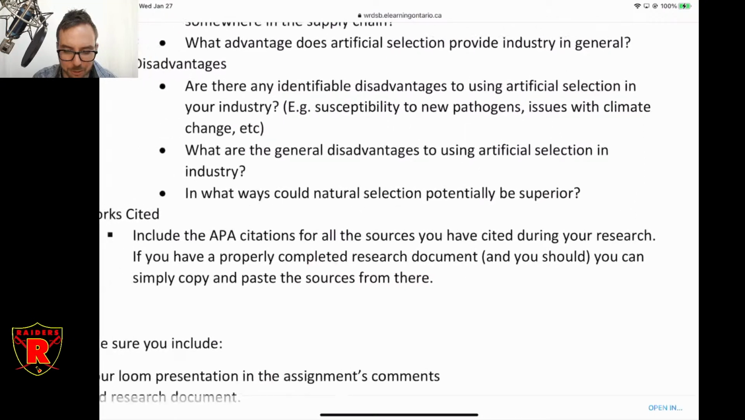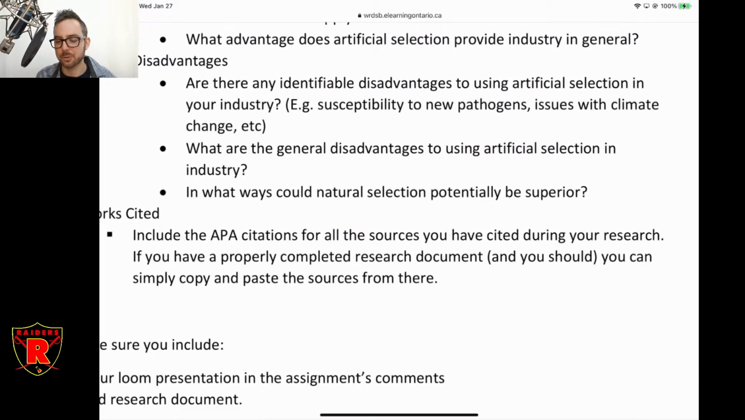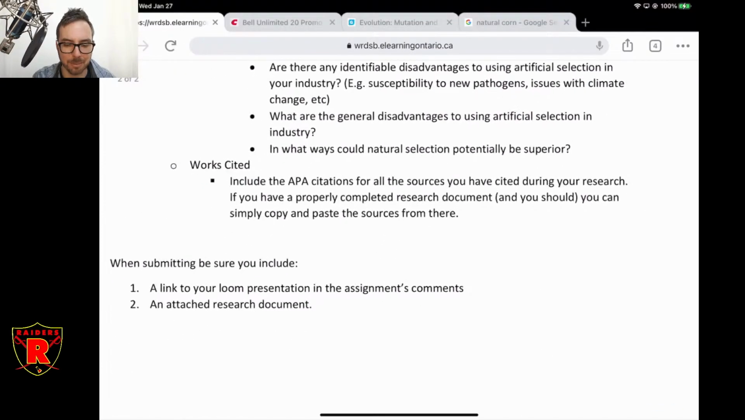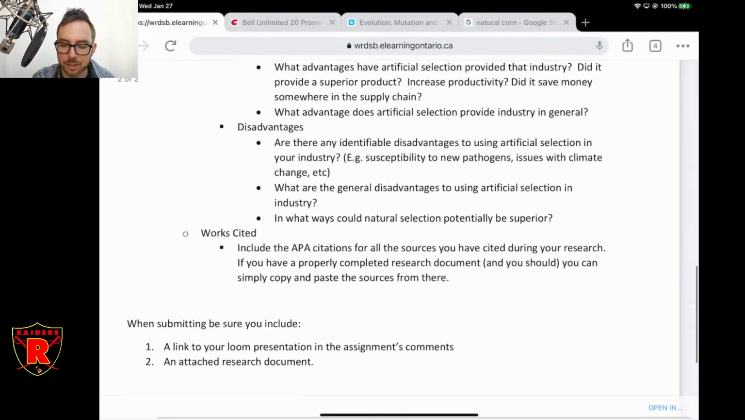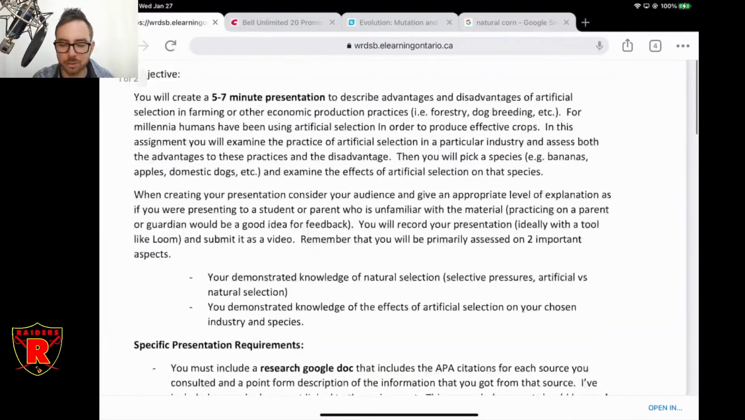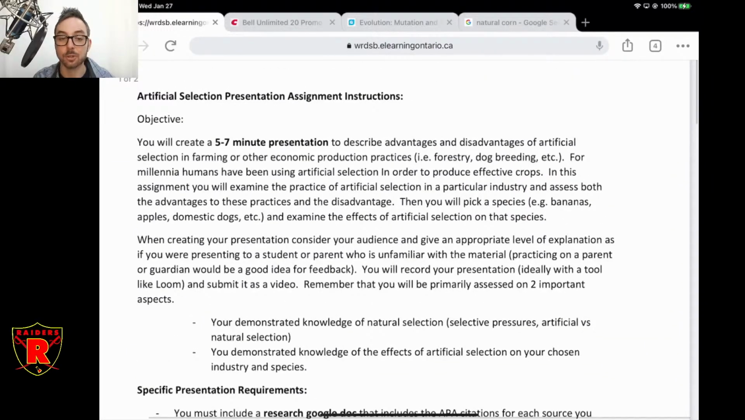Specifically, the really interesting question at the end here: in what ways could natural selection potentially be superior to what we are doing, and why would it potentially be superior for whatever reason for your crop? Okay, don't forget a works cited at the end. You're going to include a research sheet with this, just like you do with all of these assignments. Don't forget to do the research sheet when you're doing your research.